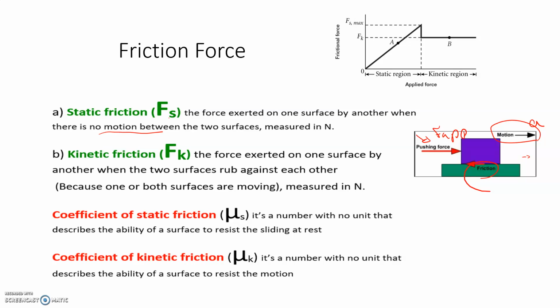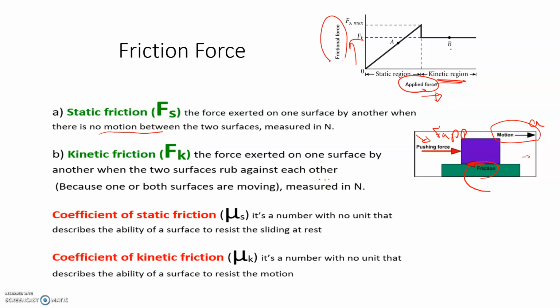Once my table starts to move, the friction will drop, and we'll have, in this case, kinetic friction. Here, the applied force and the friction force. As the applied force increases, the friction force also always increases, then it needs to drop to kinetic friction. So kinetic friction is the force exerted on a surface by another when two surfaces rub against each other.